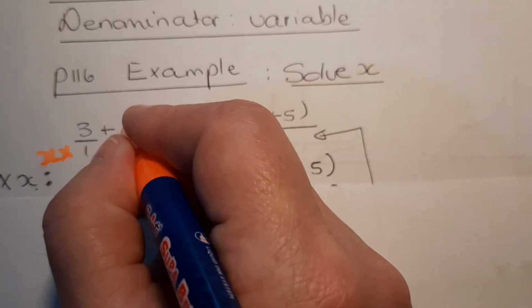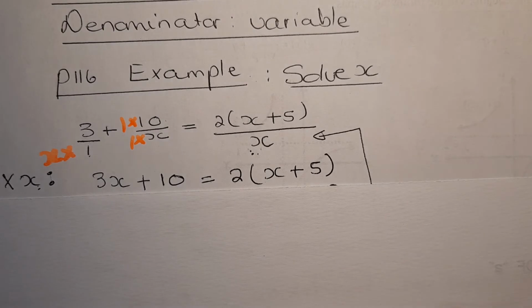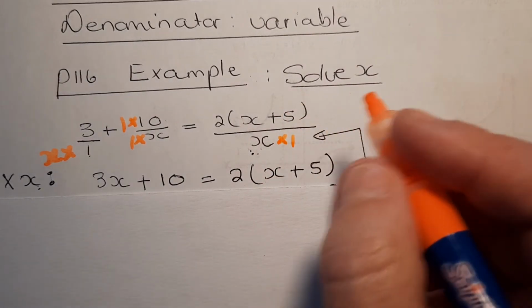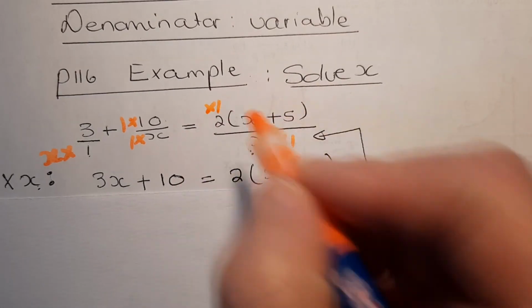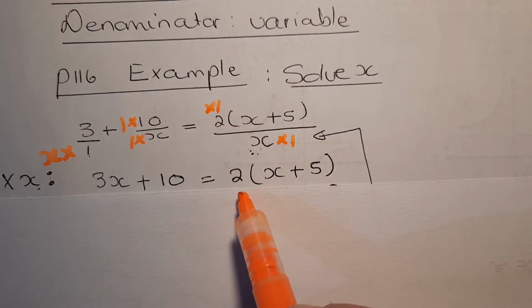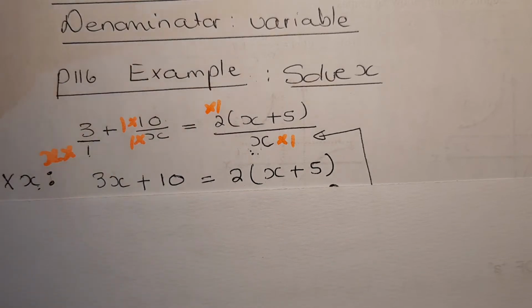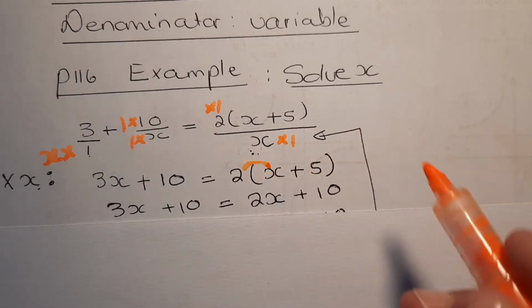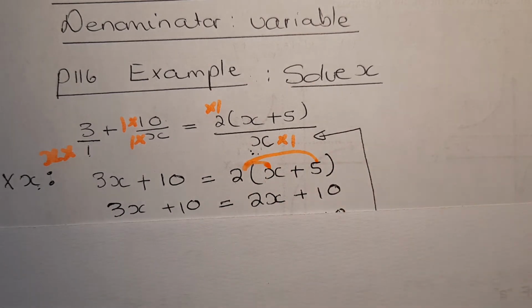What I do at the bottom, I also do at the top. So 1 times 10 is 10. X times 1 is x. So what I do at the bottom, I also do at the top. And 1 times 2 is 2. And it's x plus 5. Now we are going to remove the brackets. And we say 2 times x is 2x. And 2 times 5 is 10.